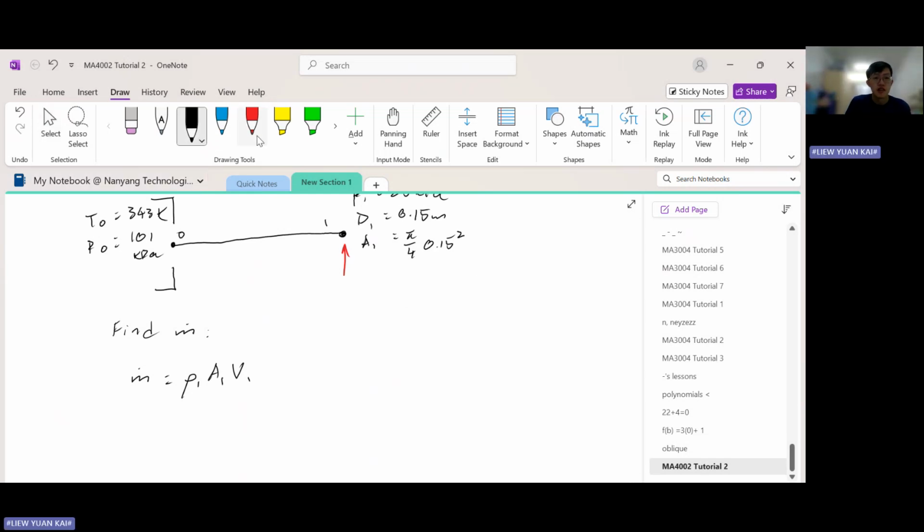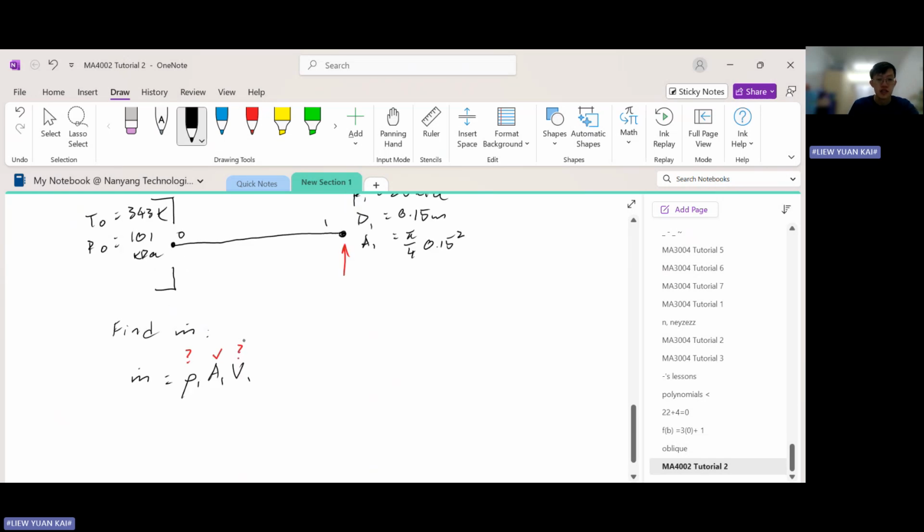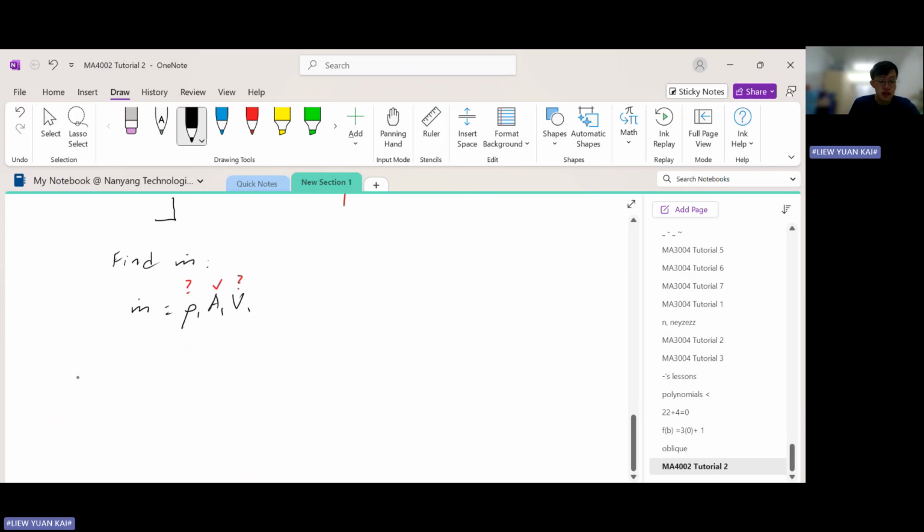So do we know these values? We know A1, A1 is given by this. Do we know ρ1 and V1? No, we don't know what ρ1 is and we don't know what V1 is. But can we find them? Yes. So let's do the easy thing first. The easy thing to calculate is V1. And how do you find velocity? You usually find it using Mach number. Mach number's definition is V over C. In this case, we're considering point 1, so it'll be M1 equals V1 over C1.